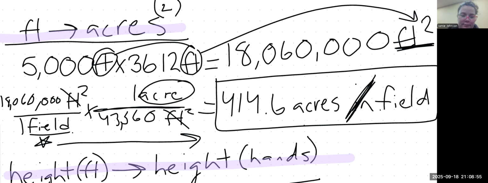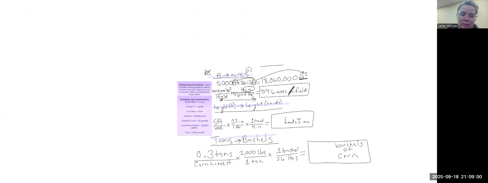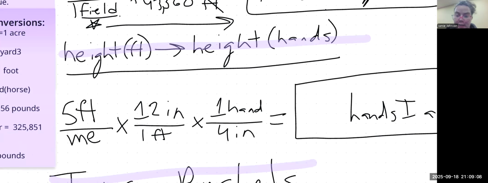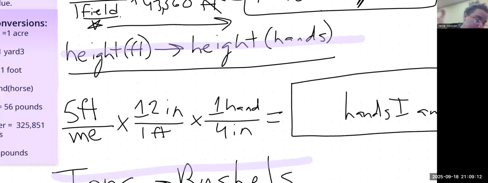And then let's do a height one, right? So let's talk about me. How tall I am. I am 5 foot. I am a small human. Me, I'm 5 foot.